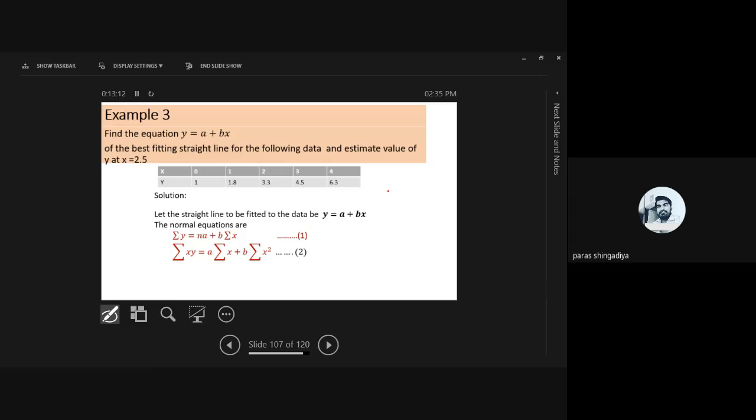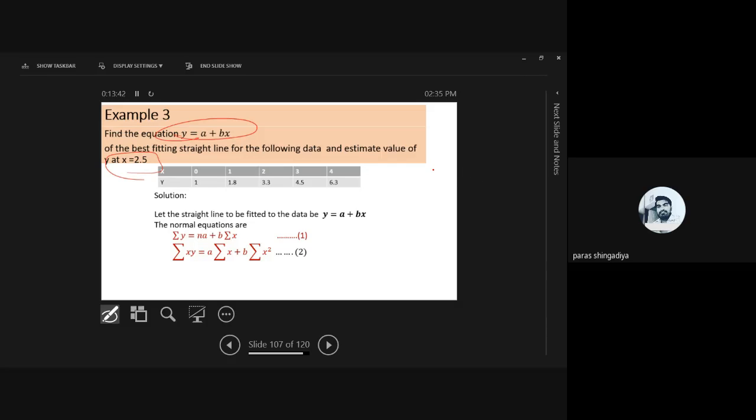Okay. So now the third one is there, a similar one. The 5 points are there: 0, 1, 2, 3, 4, and 1, 1.8, 3.3, 4.5, and 6.3 are given. Clear? Predict a straight line as y is equal to a plus bx, and by using this equation of the straight line, find the value of y at x is equal to 2.5. Then we discuss after deriving the equation.